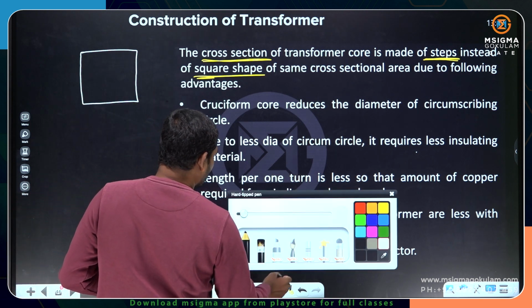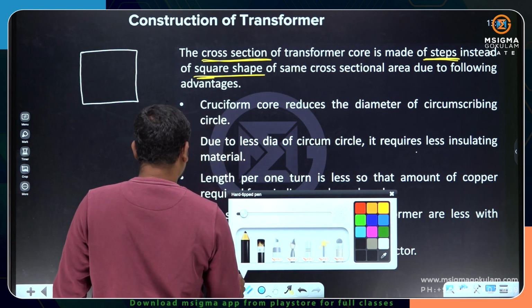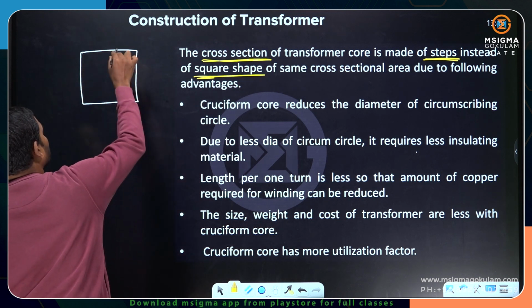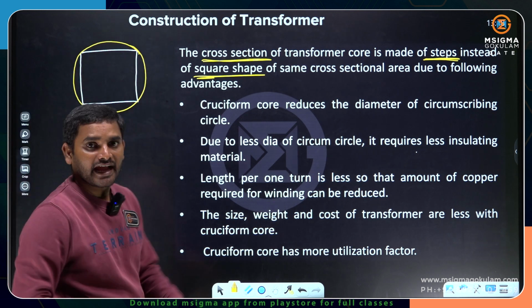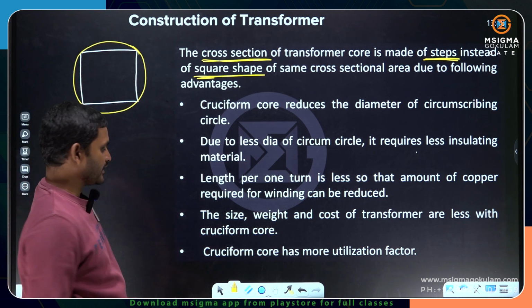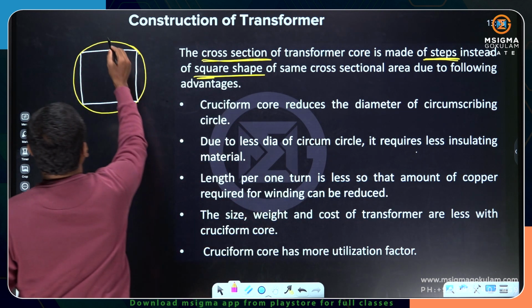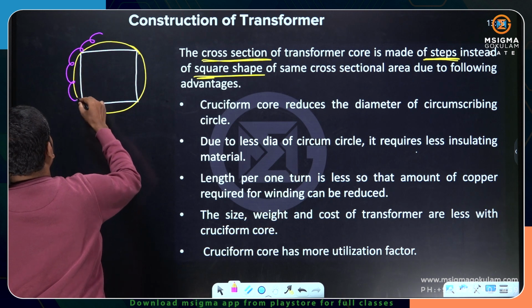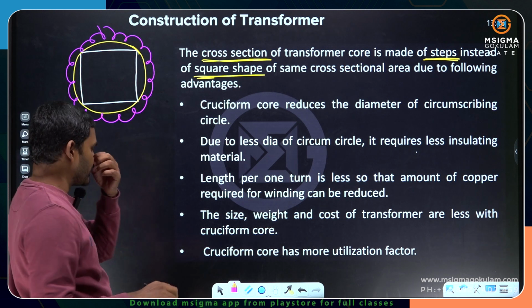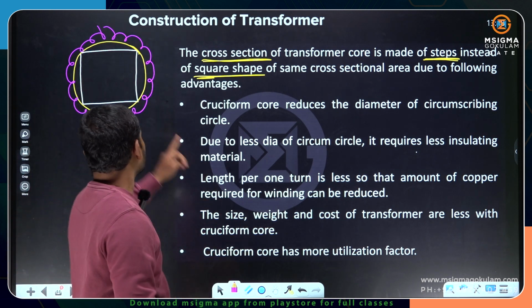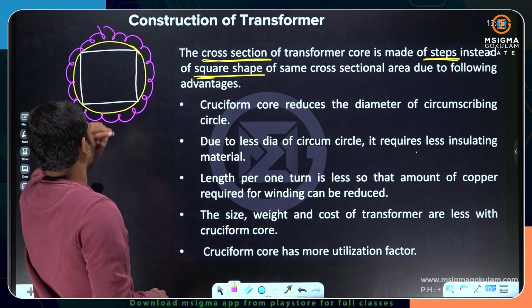Now, around the core, we have to place a winding. I cannot place a winding directly around the core. First, I have to place insulation, and then next I have to place a winding. I am representing the winding with another color. Here the winding will be like this around the core. I am not showing both windings, just one winding. First part is core, then insulation, and then winding.